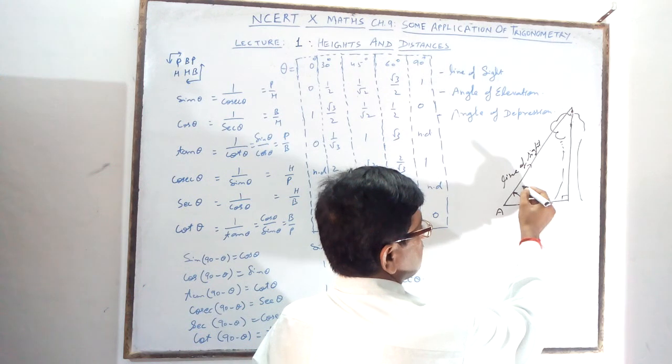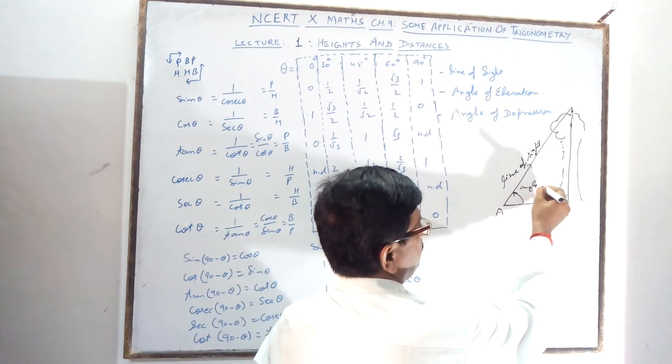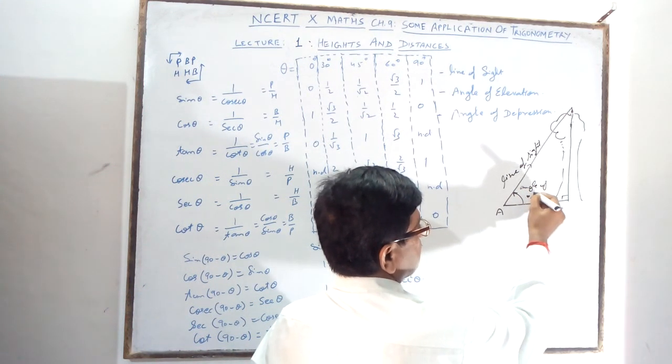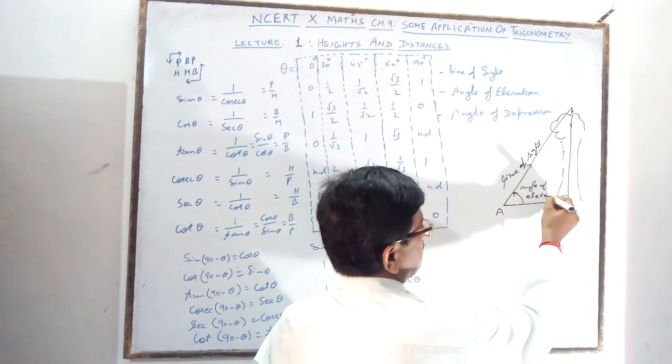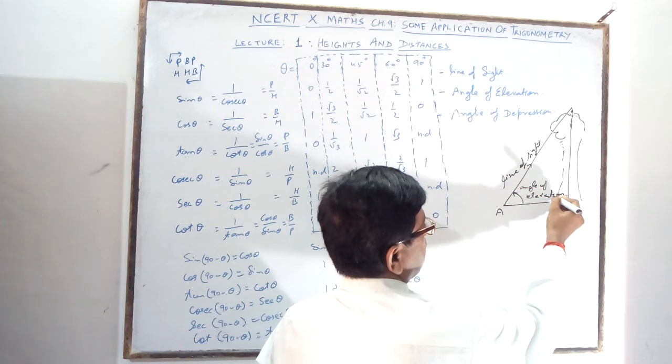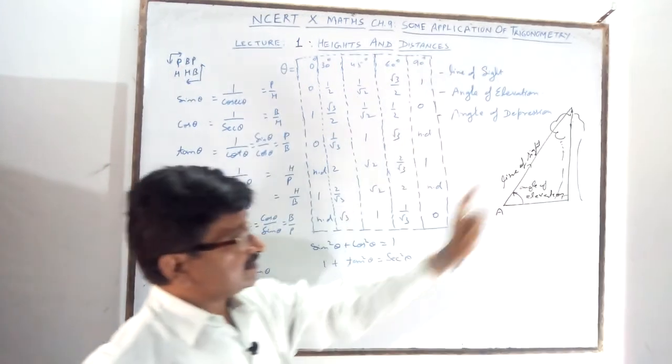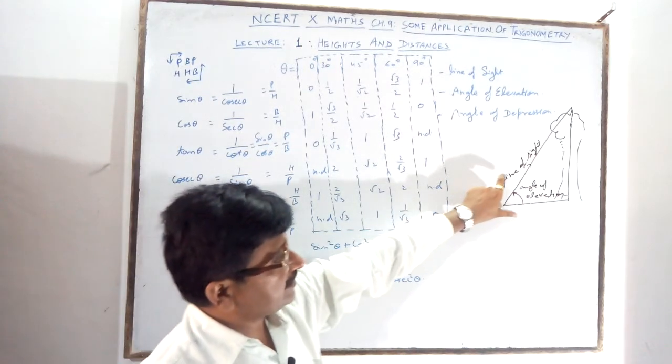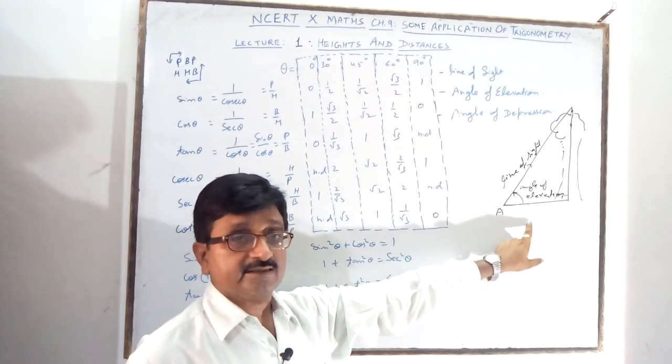This is called angle of elevation. Okay, this angle is called angle of elevation. It is the angle between the line of sight and the horizontal line.